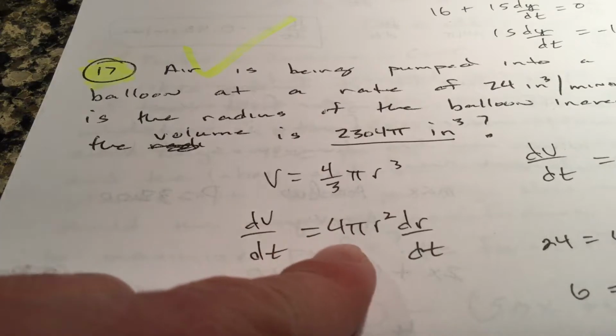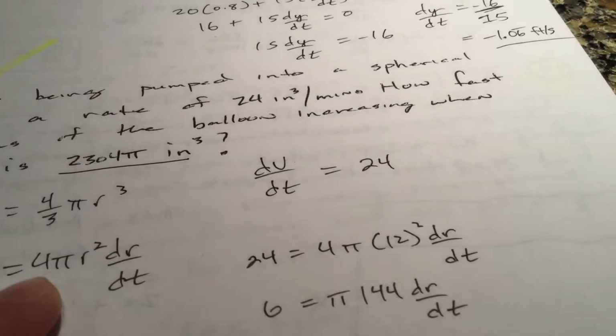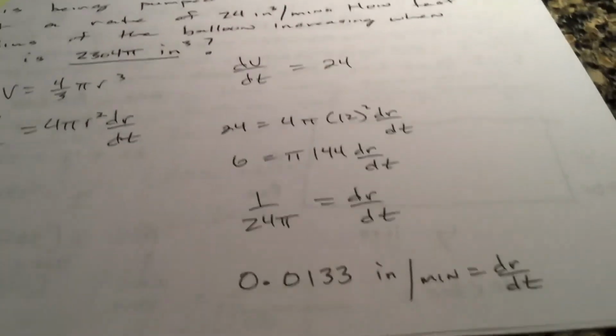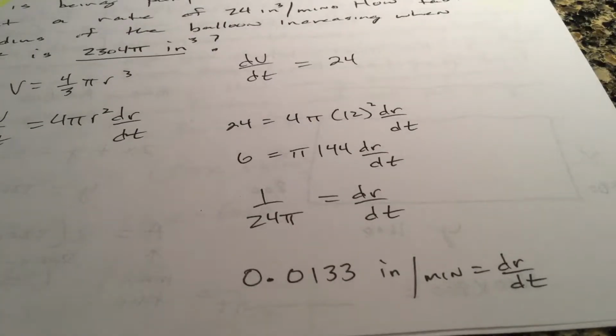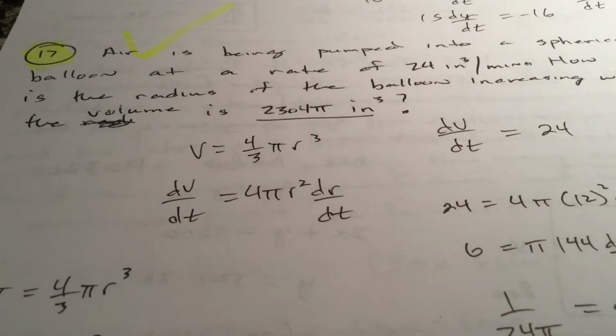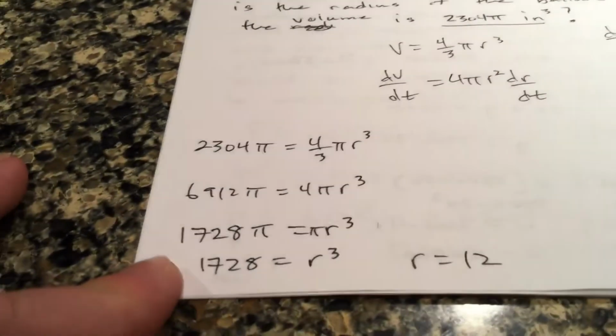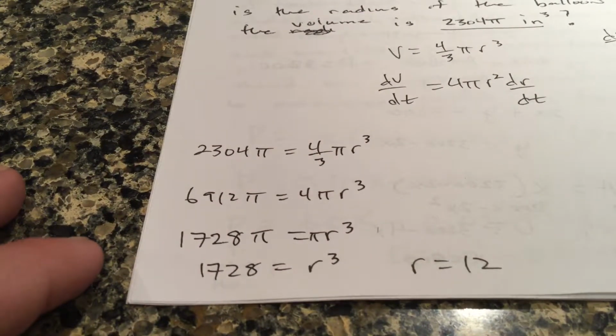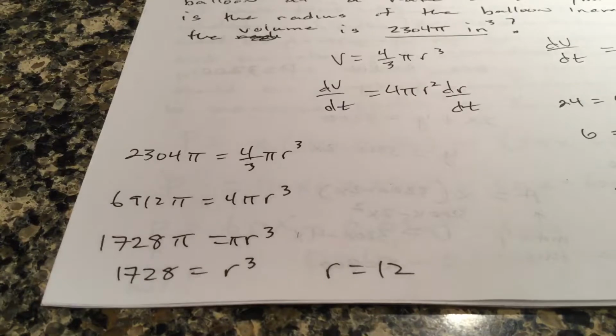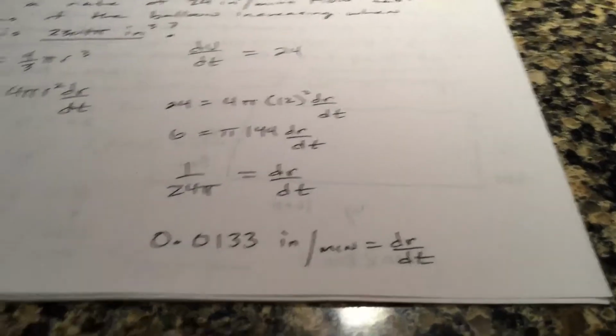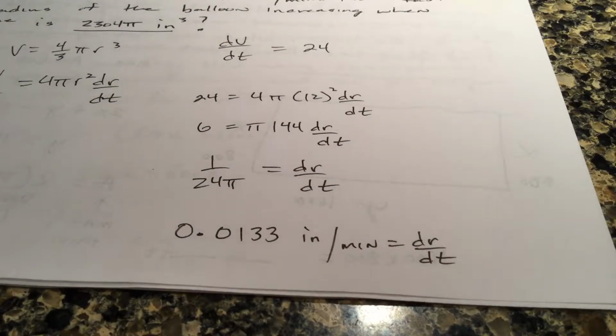Spherical balloon, folks. Volume of a sphere. Take the derivative of it. dV/dt is 24 because it's being pumped into. It's positive. All right. When the volume is that, folks, you got to do a little bit of work to figure out what the radius is. This did come from SIU Carbondale's calc final exam a few years ago. This exact question, I believe. And they did give you the formula, so I probably will as well. There it is.